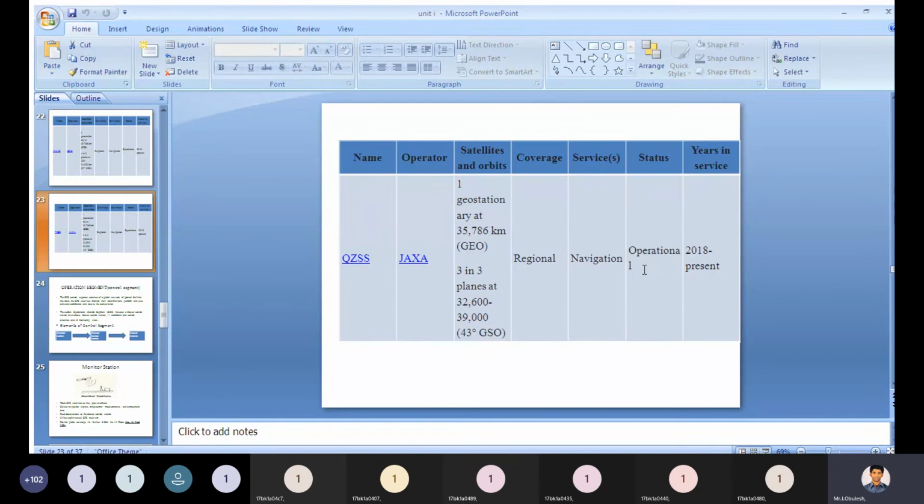It is under operational status only, and it starts from 2018 till now, under service, as a satellite constellation used for navigation purposes.